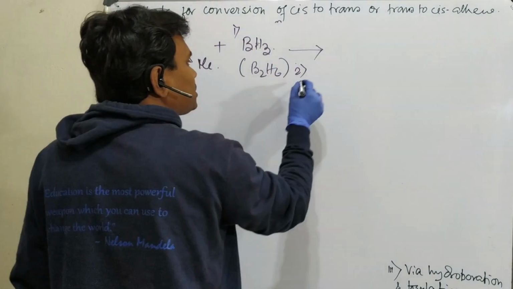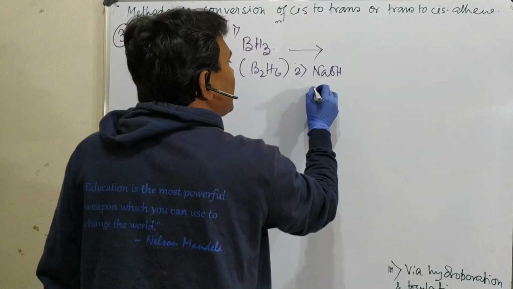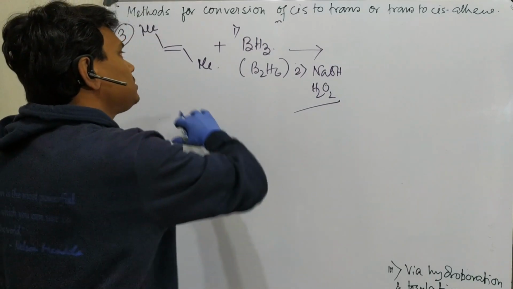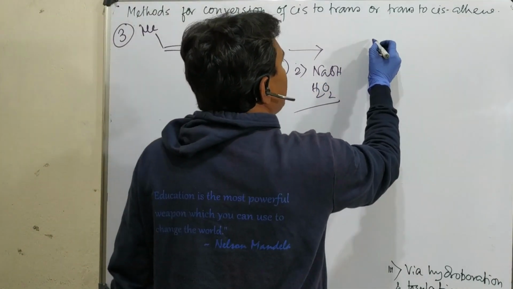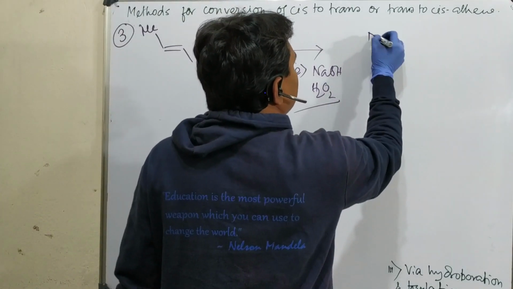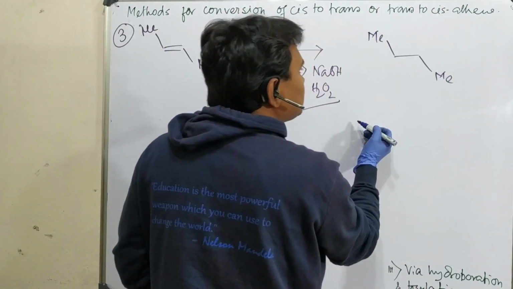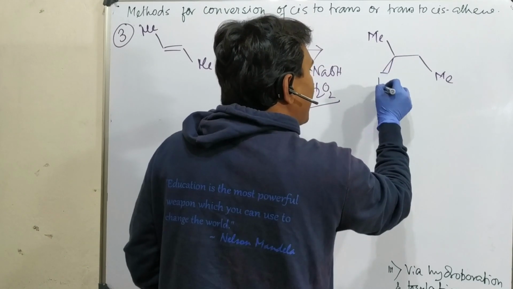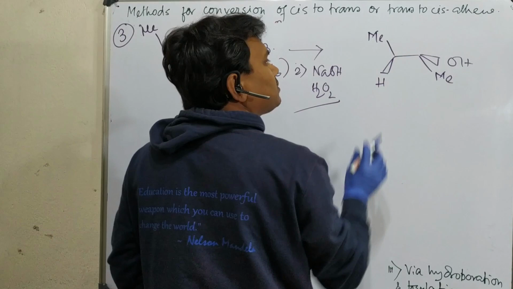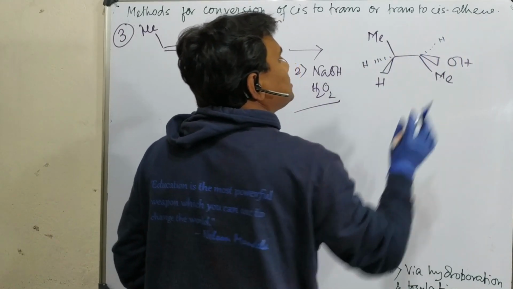So what does it result in ultimately? The first step is hydroboration and the second step is sodium hydroxide, hydrogen peroxide. Okay, first is hydroboration, second is oxidation. So, hydroboration-oxidation, both. Ultimately what is expected? We know it is syn addition. So if this is methyl, this is methyl, then hydrogen and, for example, hydroxyl OH will be on the same side. Okay, so here also this hydrogen is back, hydrogen is back, this is the thing.